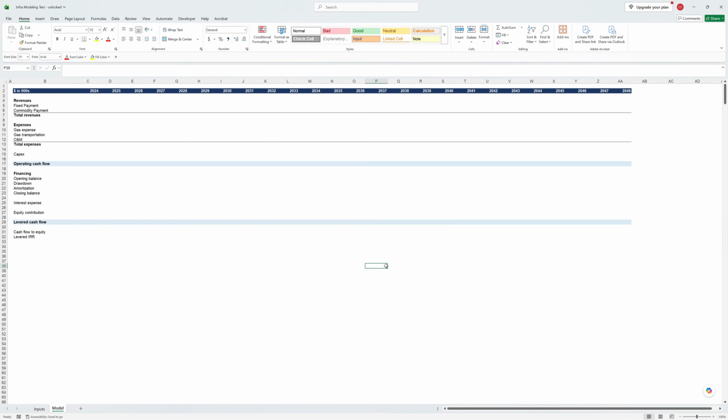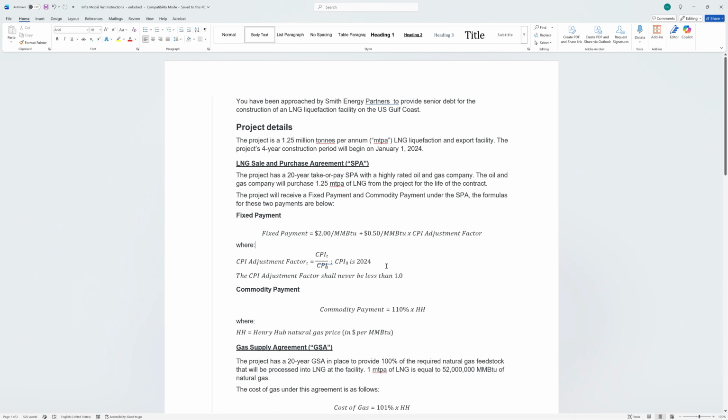For today's video, we have 1 hour model tests that you would find in typical infrastructure investment banks. So what we're going to be modeling is a simple case study for an LNG facility. And we're going to read through the case study.